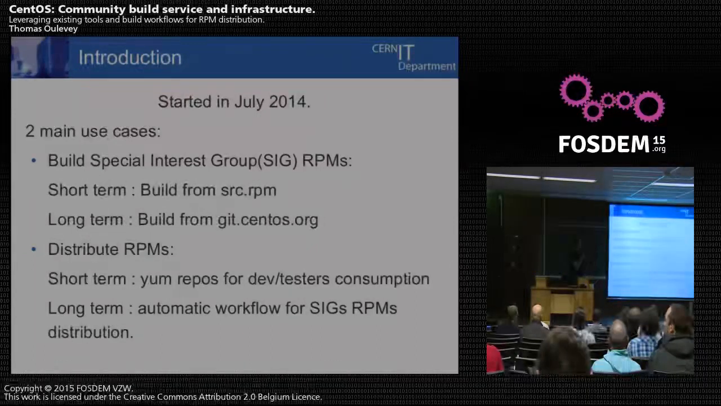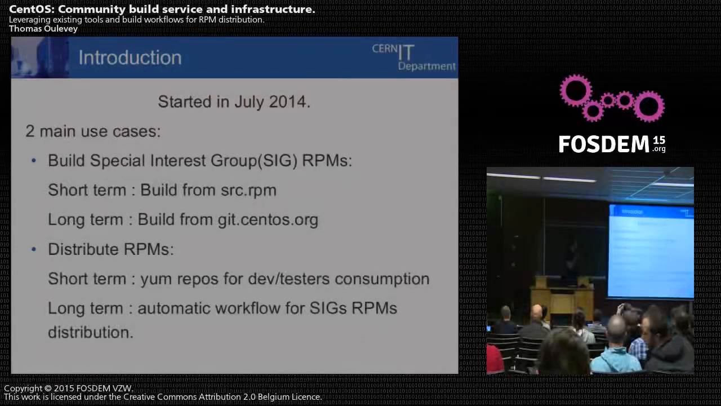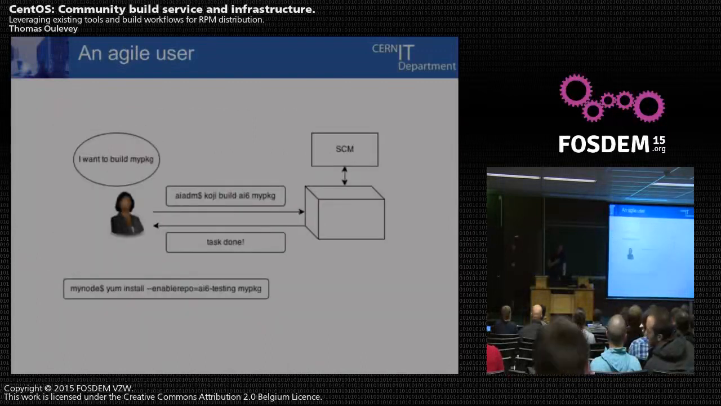The second step was to distribute RPMs. Of course, when you build them, you want to install them and test them. So this is the second step. Short term, we did that for all the devs and the testers. And long term, we want to have an automatic workflow that signs the RPM and distributes it somewhere accessible to users. We are not completely done with this step. I'll come back to that a bit later, but it's a matter of a few weeks.